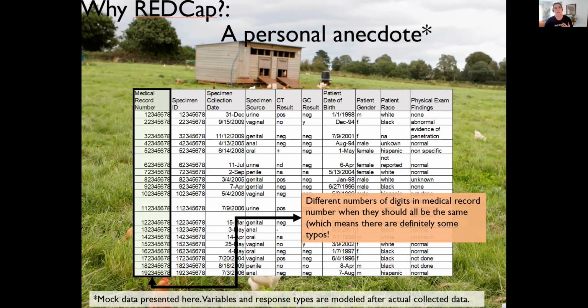This is something that in most, I think, hospital systems, it's usually the same number of digits. Like in Lifespan, our medical record numbers are 10 digits. You might note looking through this column that those numbers, from row to row, have a different number of digits, which means that there are some typos happening in here.